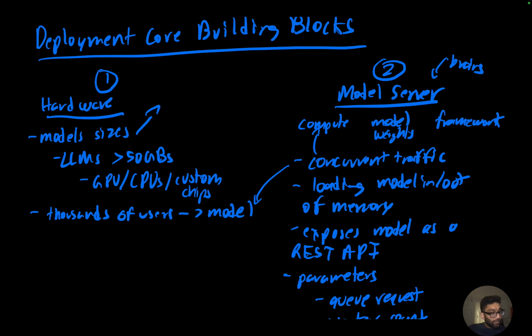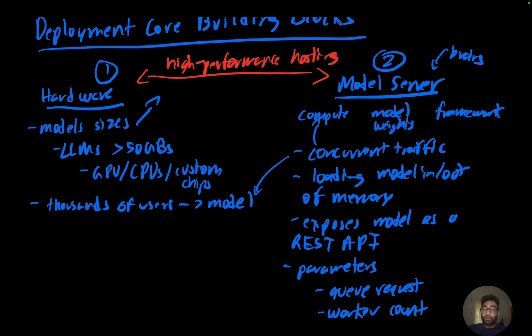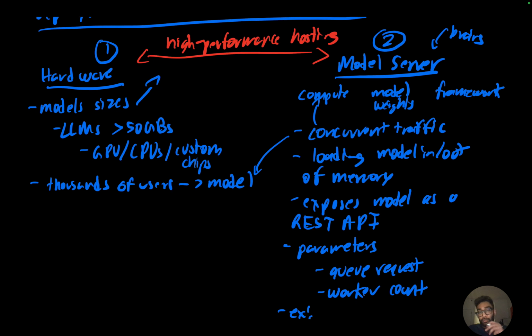So the main key here is the conjunction of these two that leads to the high performance hosting that we're talking about. And these building blocks exist regardless of whatever ML use case you're dealing with. You're going to need the hardware, and you're going to need the model server that knows how to load, or work with, whatever model you're working with efficiently on the compute that you're also selecting for it.